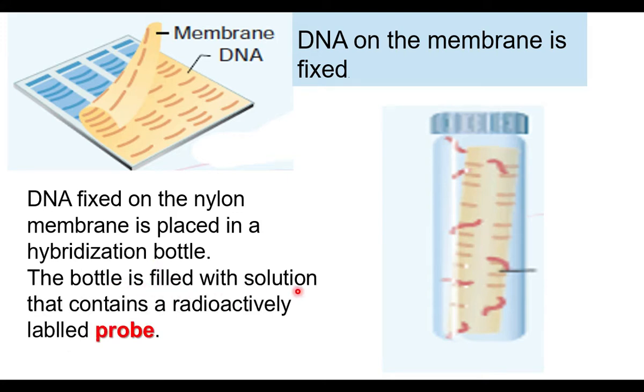The bottle is filled with solution that contains radioactively labeled probe. Probes are short DNA fragments. We know the DNA sequence of the probe. The probe is radioactively labeled. Then the bottle is gently rotated. When the probe DNA sequence is complementary to any one of the single-stranded DNA, the probe binds and forms a double-stranded hybrid DNA. When we rotate the bottle, this happens.